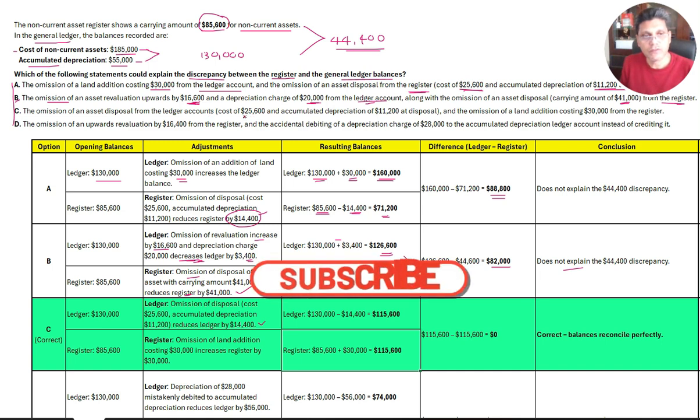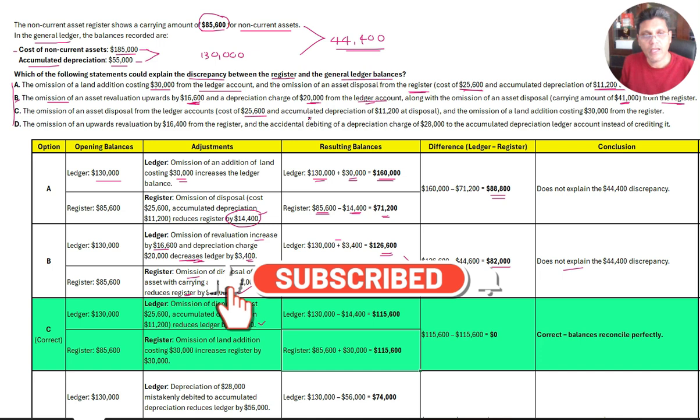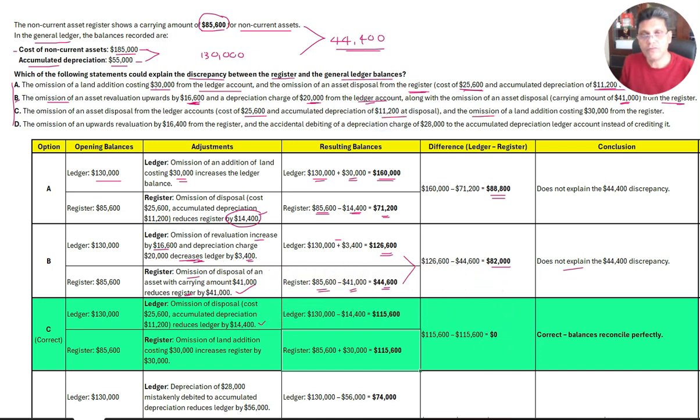The cost was 25,600, accumulated depreciation 11,200 at disposal, and the omission of a land addition costing 30,000 from the register. Now when you look at the ledger, omission of an asset disposal from the ledger. So if you look at the cost and the accumulated depreciation, the net impact is 14,400. Since this asset disposal was omitted, the ledger balance was overstated by that 14,400.